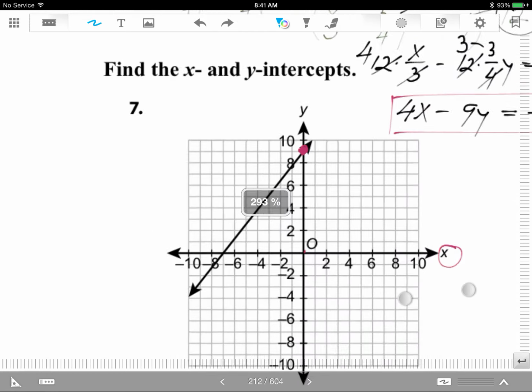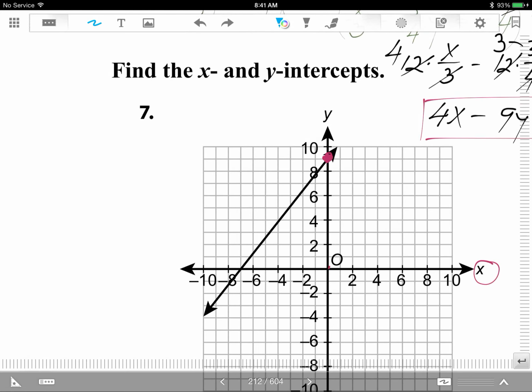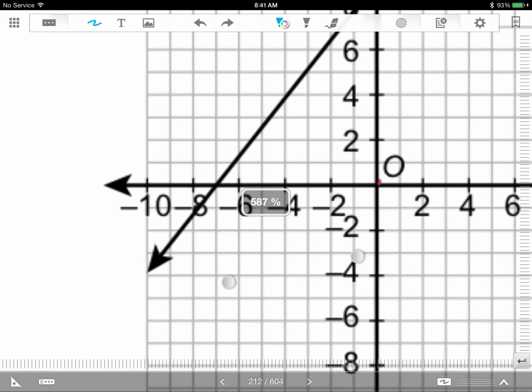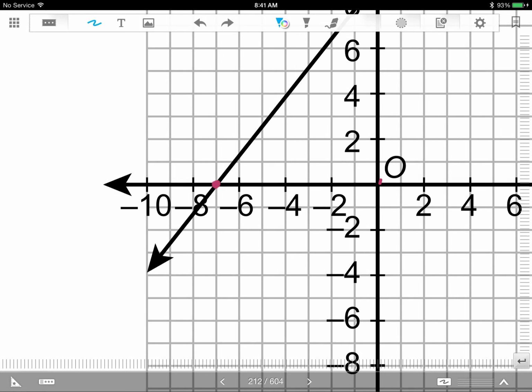So if I need to find the y-intercept, and I know the equation, I will just plug in 0 for x. But on this graph, I can tell you that my x-intercept is this point right here. For the x-intercept, your y will be 0, and all you need to write is the value of your x. As you can see, it's between negative 8 and negative 6. That will be negative 7, and obviously y will be 0.